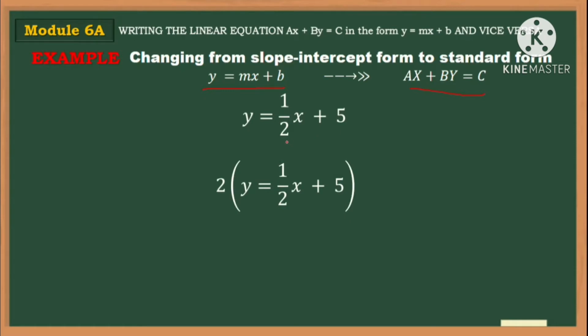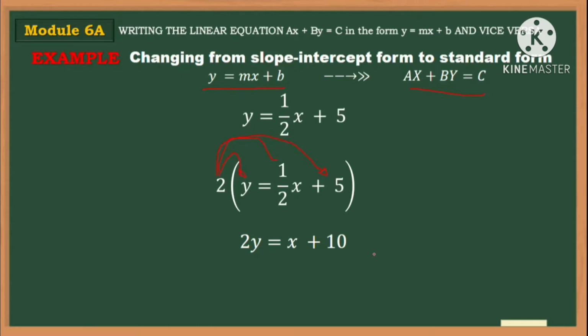Since we have here a fraction, so take the denominator, we're going to multiply into the whole equation. So notice this is 2, then we're going to multiply all the expressions by 2. So 2 times y, that is 2y. 2 times 1 divided by 2, that is 1. Then x plus 2 times 5, that is positive 10. Okay?